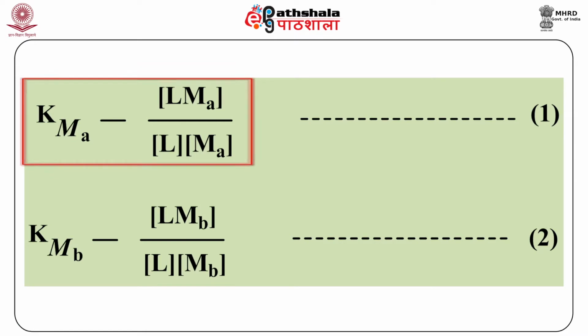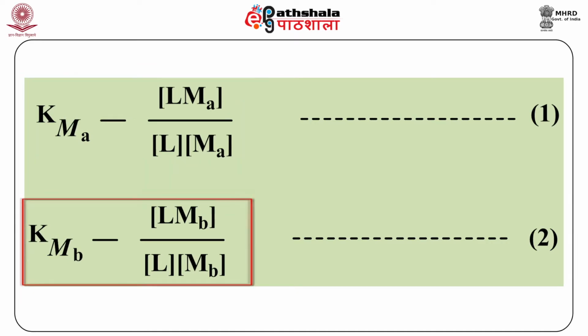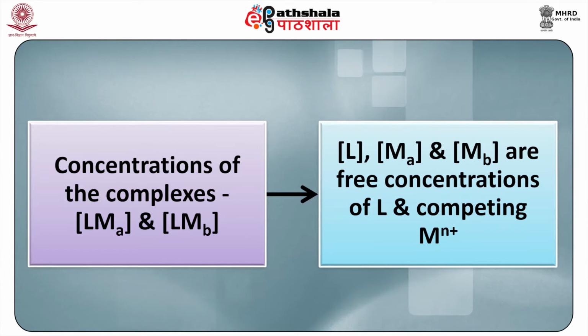Here, KMa is equal to the concentration of LMa divided by the product of the concentration of ligand L and metal Ma. Secondly, KMb is equal to the concentration of LMb divided by the product of the concentration of ligand L and the metal Mb. Now, KMa and KMb are the equilibrium constants for the formation of complex between the two competing metal ions Ma and Mb with ligand L. The concentrations of the complexes have been denoted by LMa and LMb, whereas the L concentration, Ma concentration and Mb concentration are the free concentrations of ligand L and competing metal ions respectively.